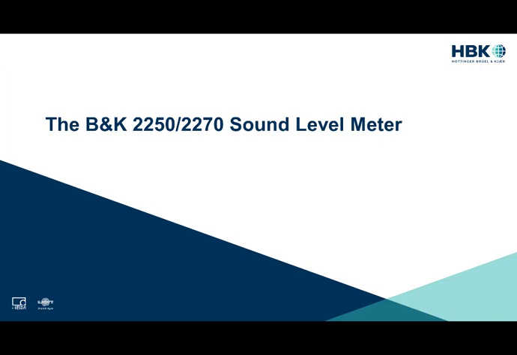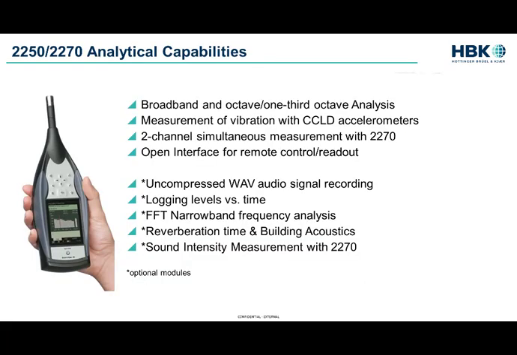Now, before we dig into some advanced test automation strategies, I'd like to give you a quick overview of the capabilities of our currently available sound level meters. We'll start with the 2250 and 2270. The 2250 and 2270 sound level meters are capable of measuring broadband sound levels as well as octave or 1/3 octave spectra simultaneously. They're capable of measuring vibration, using CCLD accelerometers plugged into their rear input sockets. And with a 2270, they can make two-channel measurements simultaneously, which is very useful for doing indoor-outdoor measurements or measuring sound and vibration simultaneously.